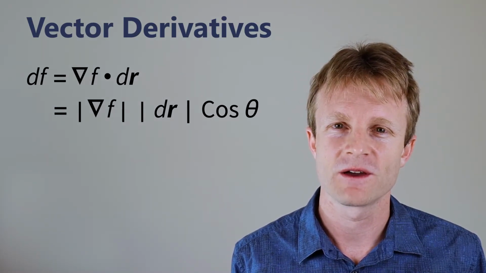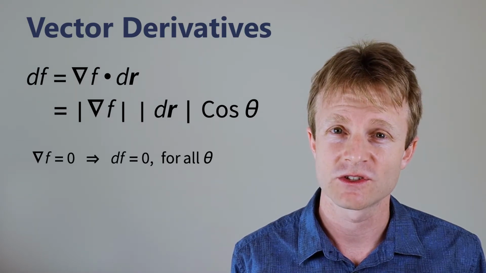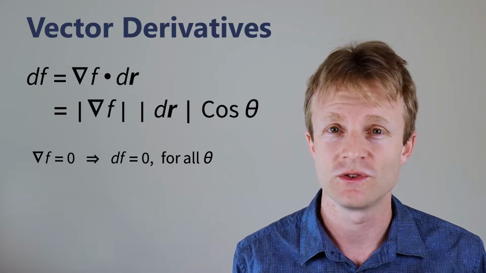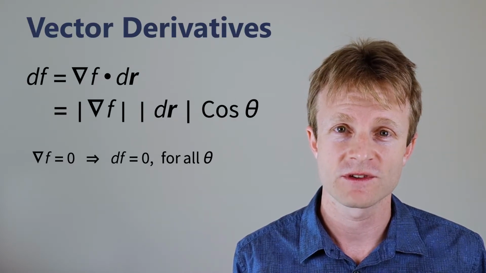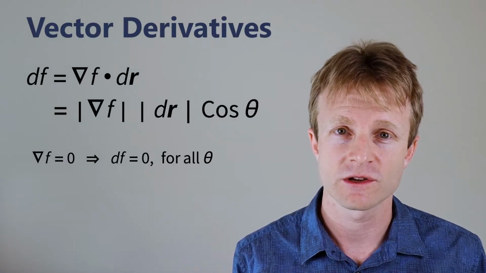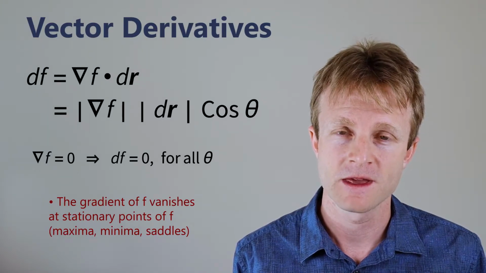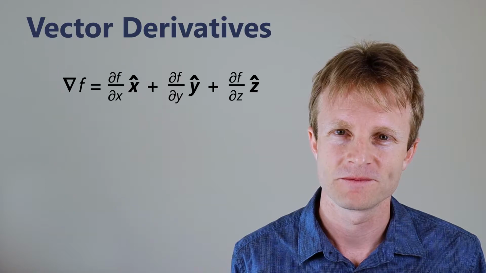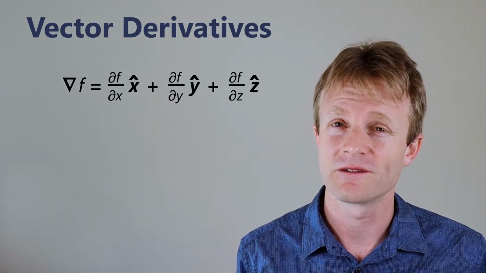Finally, let's think about what happens when the gradient vanishes. Now, no matter what theta you choose, no matter what direction you move in, the change in f is 0. This is a stationary point of f, a maximum, a minimum, or a saddle point more generally. These are the 3 key properties of the gradient.